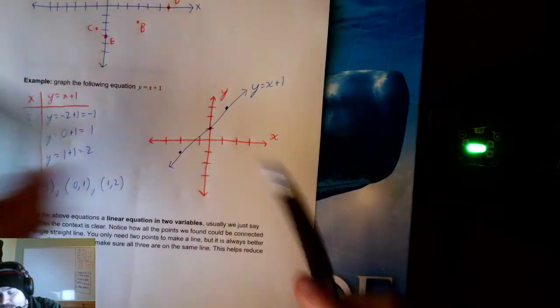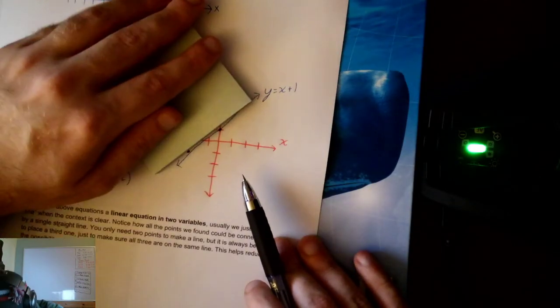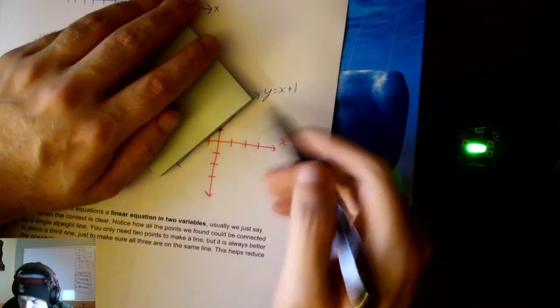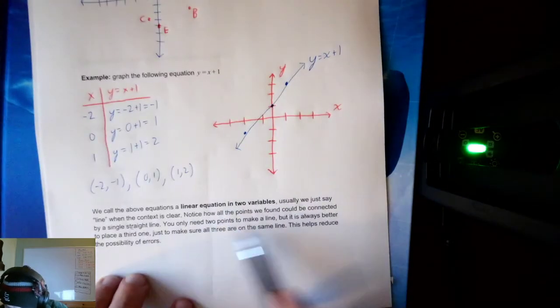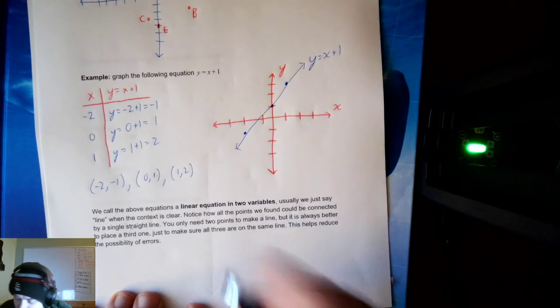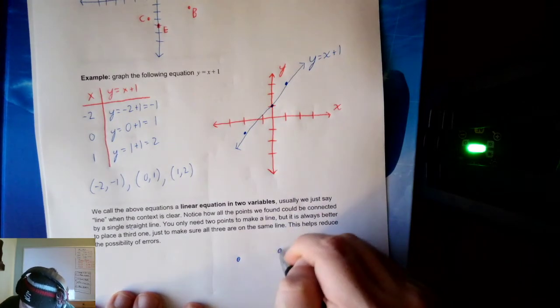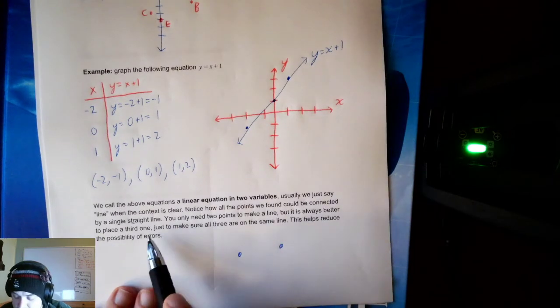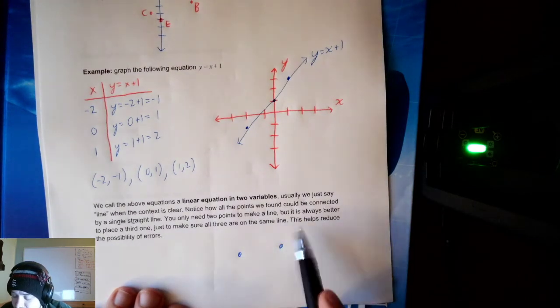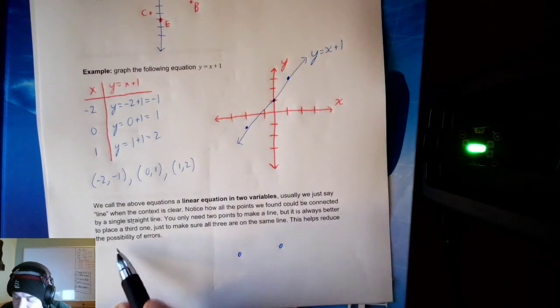I can connect them with a straight line. Maybe I want to get post-it notes as a ruler to get myself a little more organized, right? I could have, but I can connect them with a straight line. You only need 2 points to make a line, right? 2 points makes a line. But it is always better to place a third one just to make sure all 3 are on the same line. This helps reduce errors.